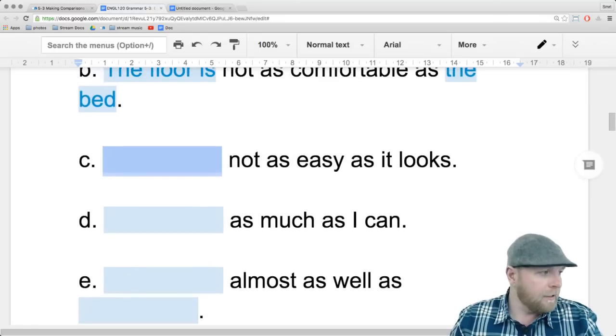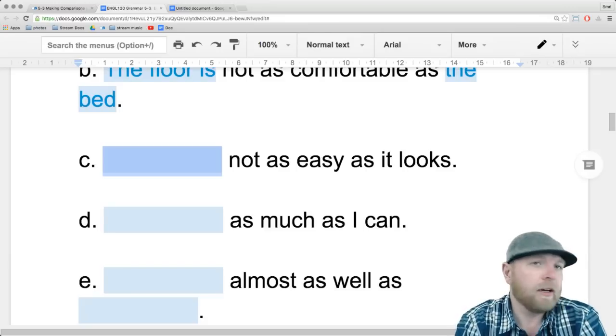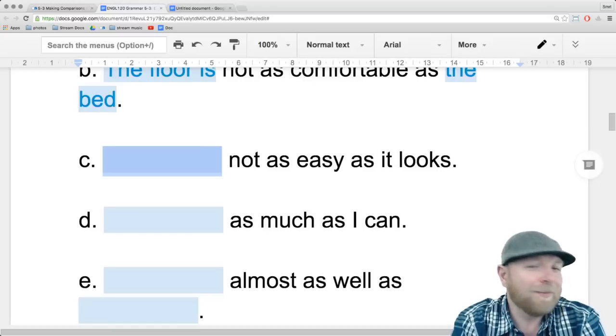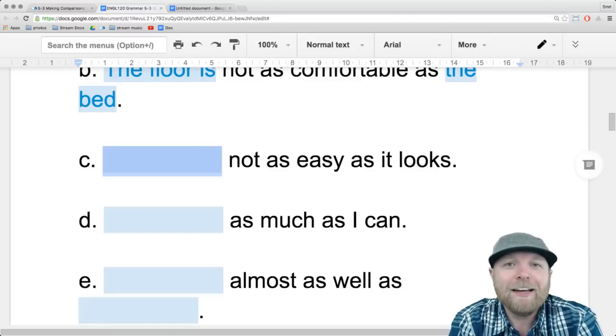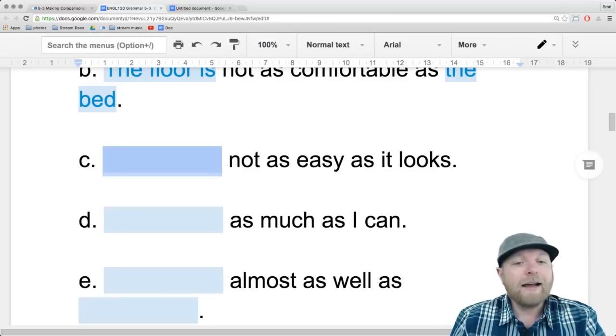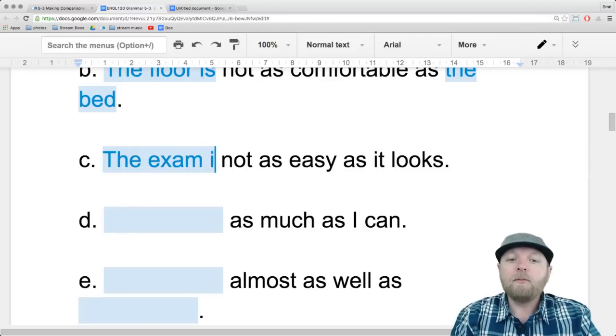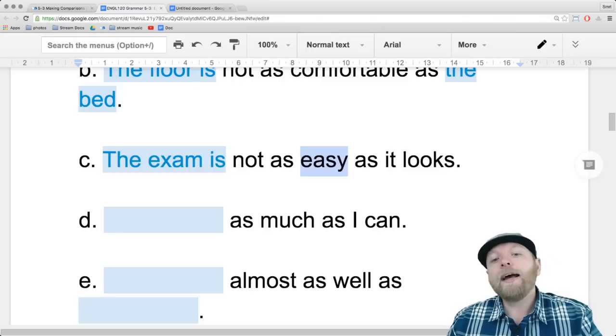Let's look at C. Okay. So James, or James, I don't know. That's my Spanish pronunciation. Maybe that's your name, or maybe it's James. I don't know. The exam is not good. The exam is not. So this is an adjective. So we need a linking verb.